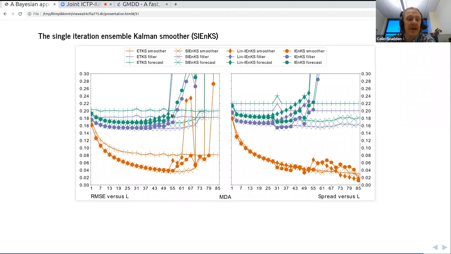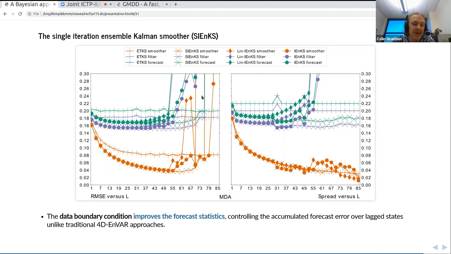But it's particularly, again, in terms of the forecast and filter statistics, that this weak boundary condition, as we're interpolating over the data simulation window, remains much more stable. And in fact, it is able to continue to increase accuracy over very long lags versus the 4D approach, for which this free ensemble forecast is accumulating errors over this interpolation, and it begins to degrade much earlier in either of these approaches than with the SIEnKS. So this data boundary condition is shown to improve the forecast statistics by controlling the accumulated forecast errors over the lag states, unlike traditional 4D-Var approaches.